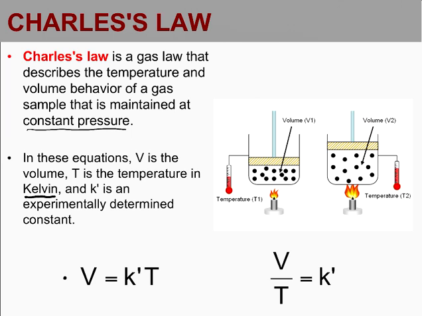So we could write an expression where an initial volume over an initial temperature will equal a final volume over a final temperature. And both of those expressions, V1 over T1 and V2 over T2, will both equal that constant K prime. So that's why we can set those equal to each other.